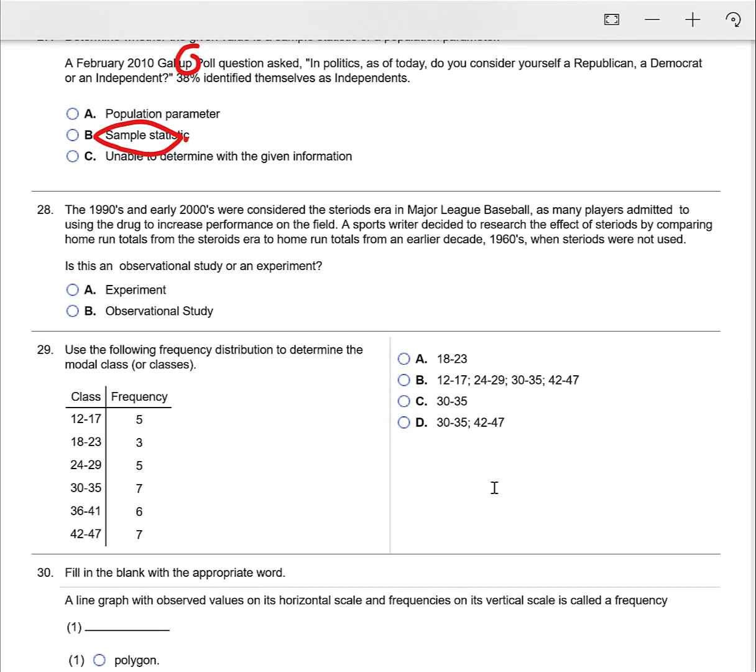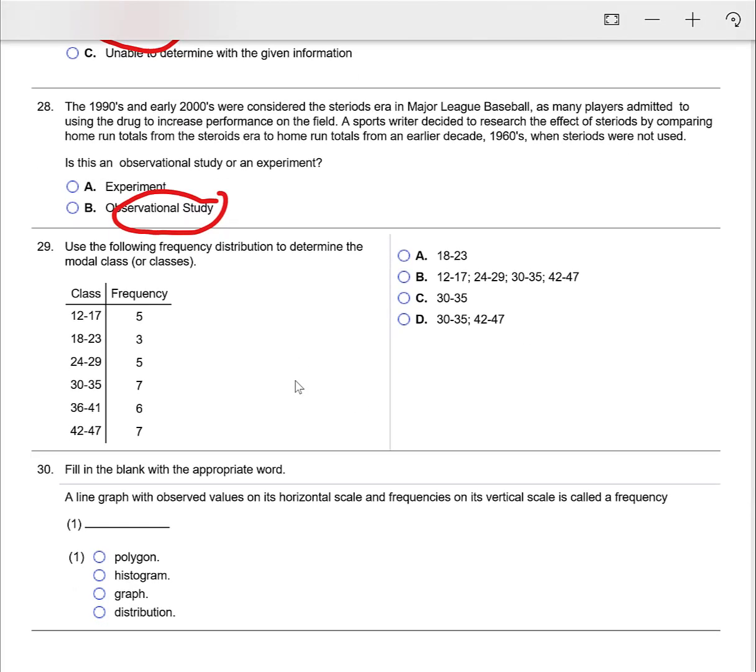In the 1900s and early 2000s, they were considered the steroids era in Major League Baseball, as many players admitted to using the drug to increase performance in the field. A sports writer decided to research the effects of steroids by comparing home run totals from the steroids era to the home run totals from an earlier decade, the 1960s, when steroids were not used. Is this an observational study or an experiment? Okay, so the researcher didn't do anything to affect the outcome, so this is an observational study. And also notice he went back and looked, or she looked at records from the past.